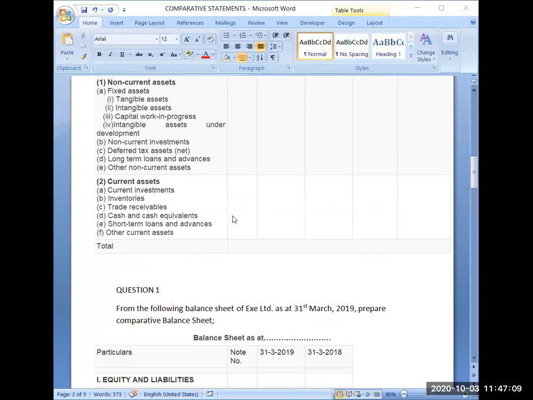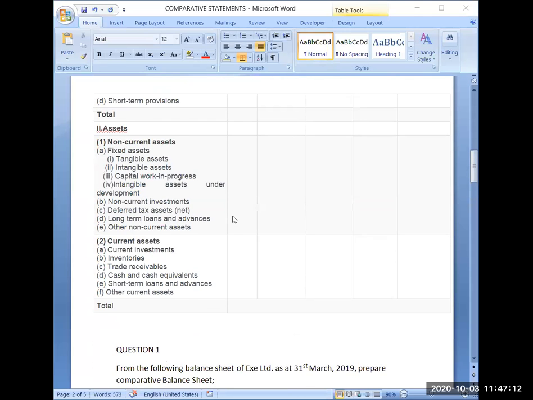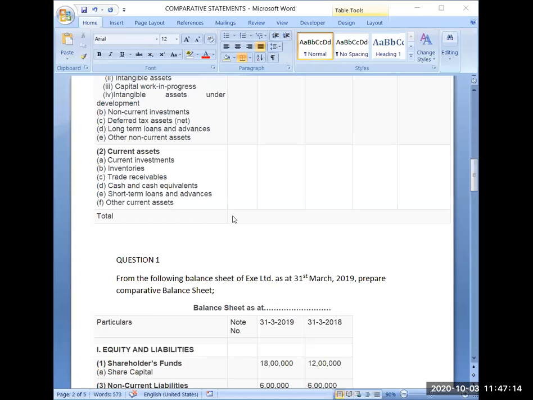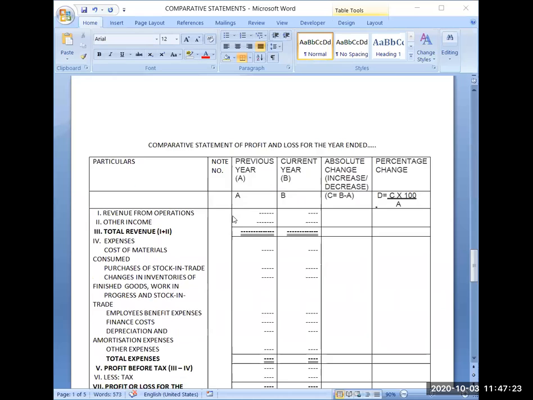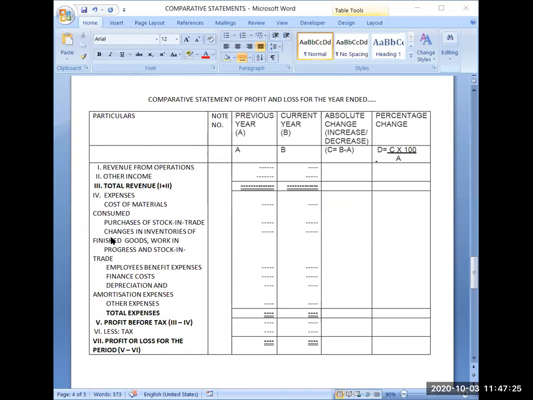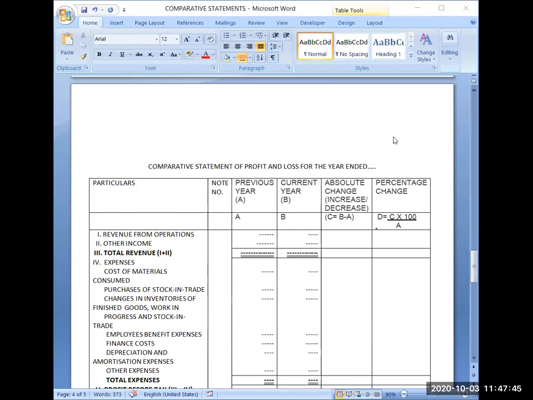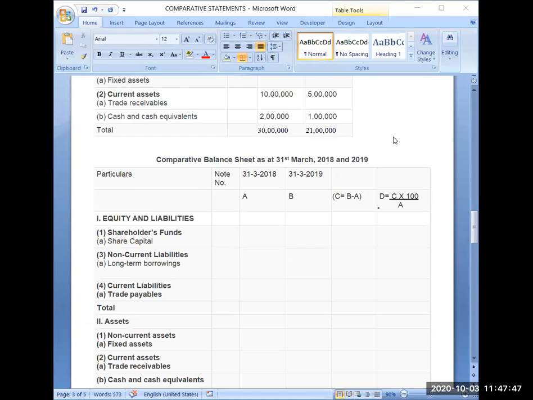Now how we will prepare a comparative statement, I am showing you. A comparative statement can be of 2 types: a comparative balance sheet and a comparative profit and loss. In the morning we learned how to prepare a statement of profit and loss. Same accounts, same contents. Earlier you had 2 columns only, one for current year and one for previous year, and now the same columns are there for absolute change and percentage change. So that will become the comparative statement of profit and loss.